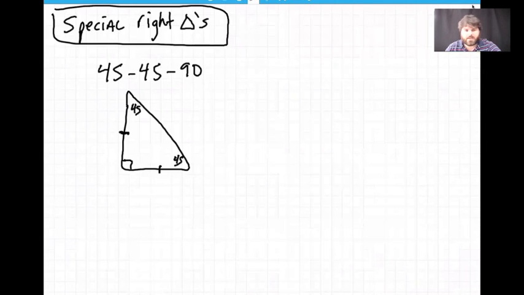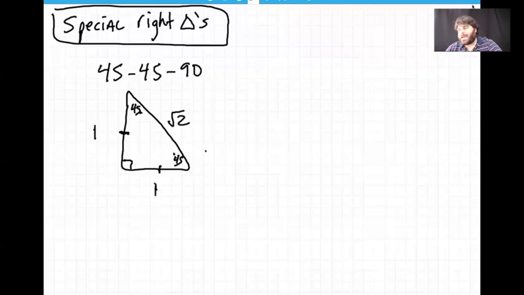So since those opposite angles are equal, that means the opposite sides are equal as well. So let's call this 1 and 1. Now I can use the Pythagorean theorem to find the length of the hypotenuse, but I don't need to. I can memorize what a 45, 45, 90 triangle's relationship is. So it's 1, 1, and this is the square root of 2.